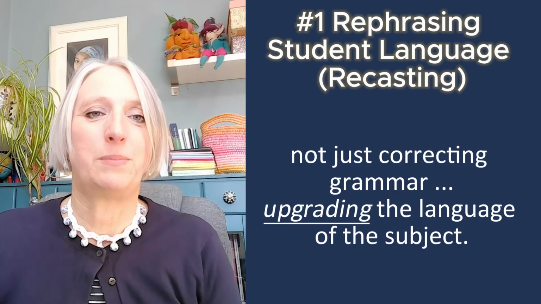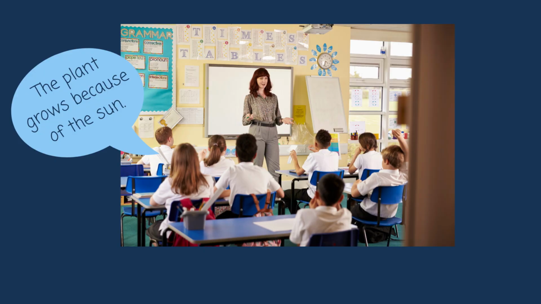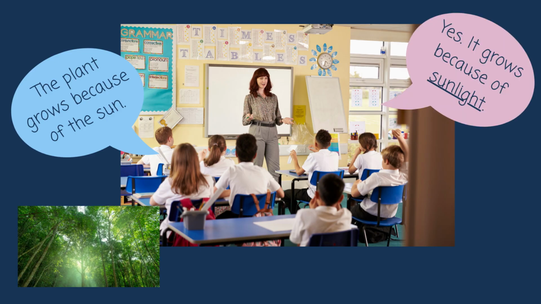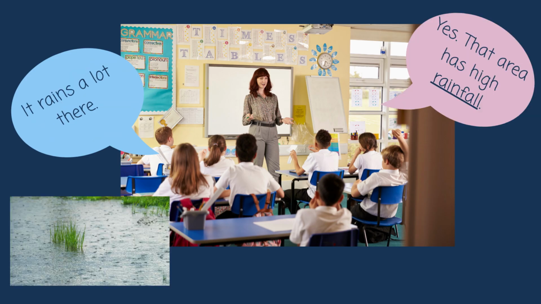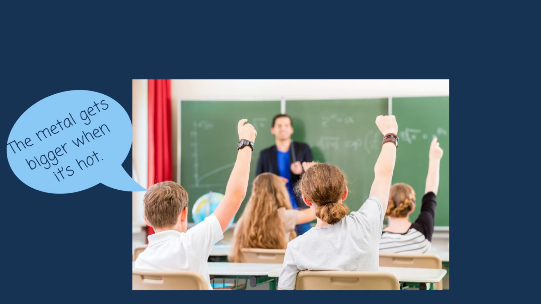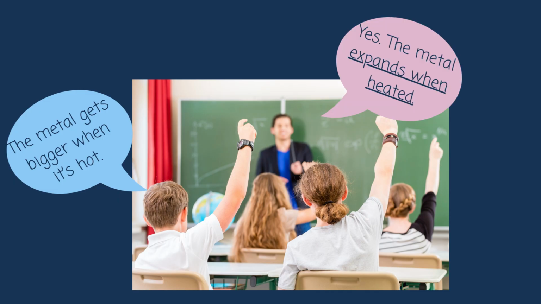Here are some examples. The plant grows because of the sun. Yes, it grows because of sunlight. It rains a lot there. Yes, that area has high rainfall. The metal gets bigger when it's hot. Yes, the metal expands when heated.